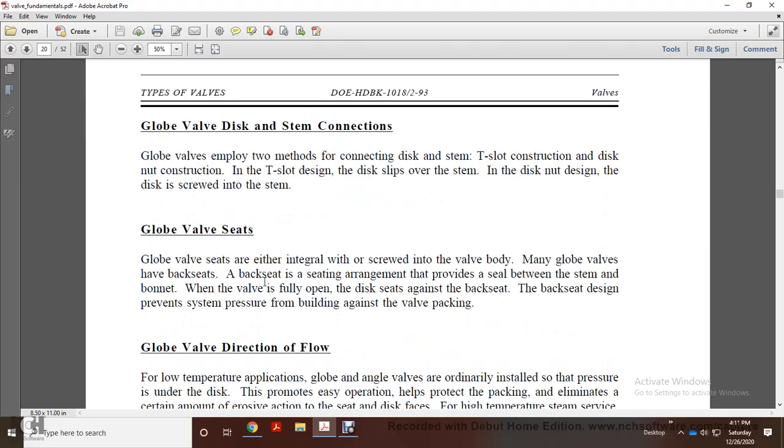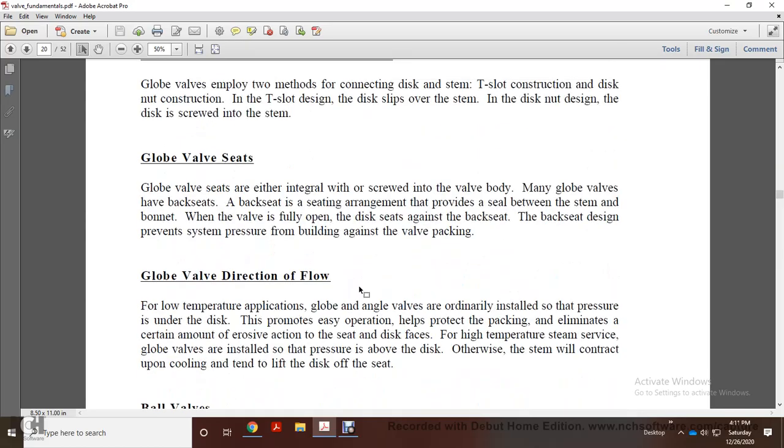Globe valve seats are either integral or screwed into the valve body. Many globe valves have back seats. A back seat is a seating arrangement that provides a seal between the stem and bonnet when the valve is open, with the disc seating against the back seat. The back seat design prevents system pressure from building against the valve packing.